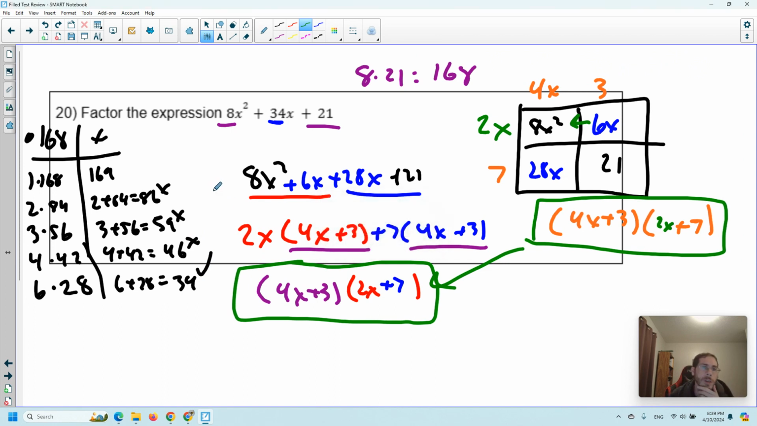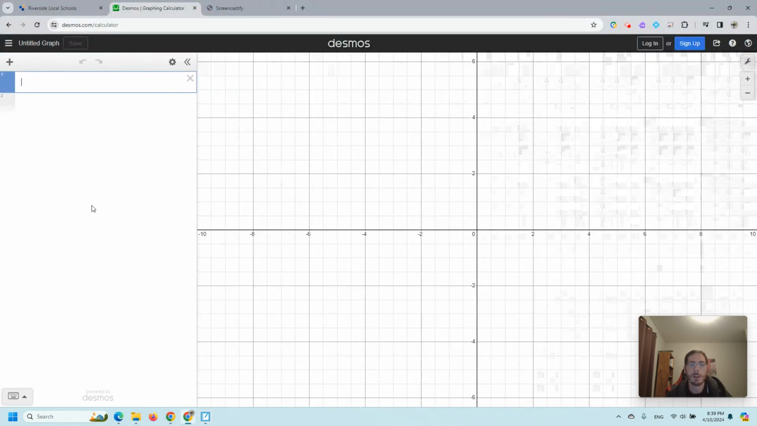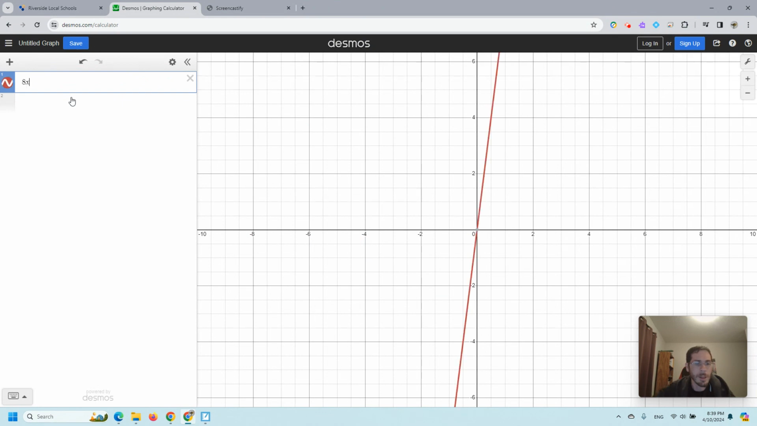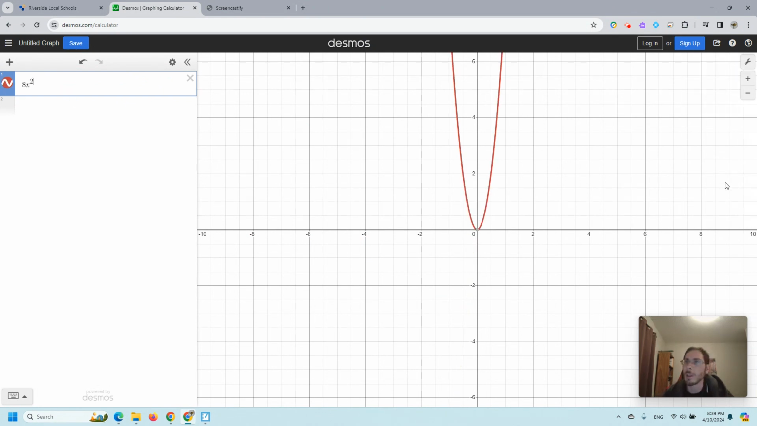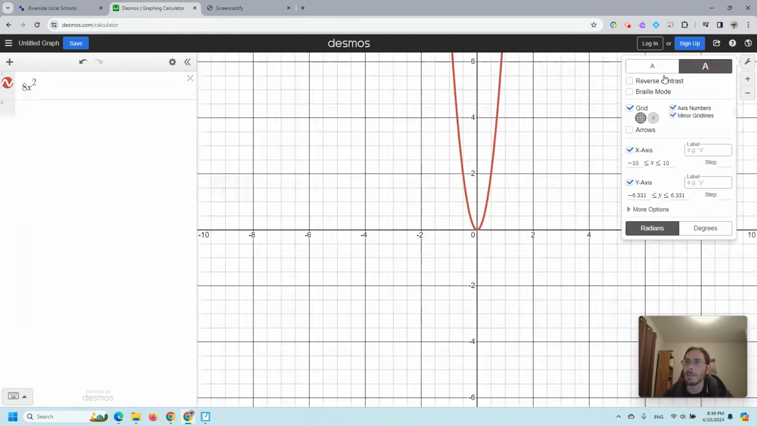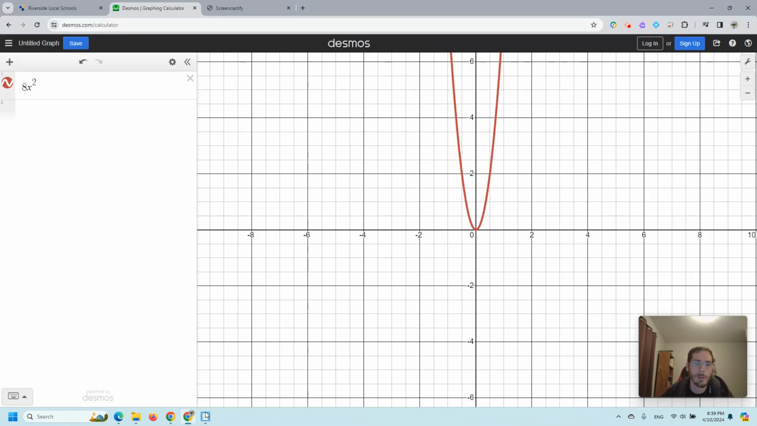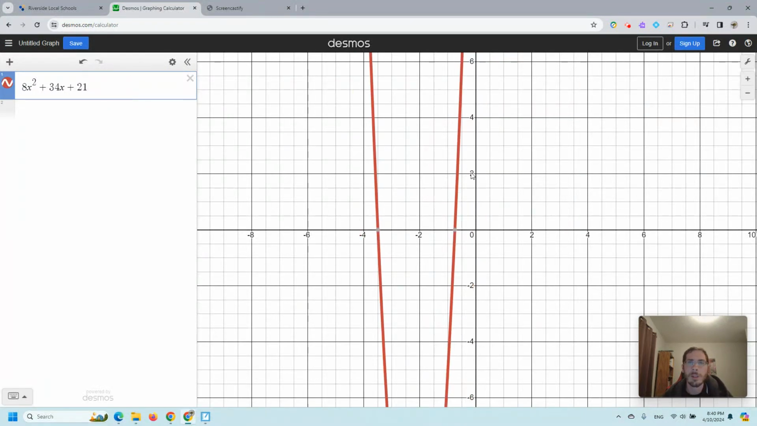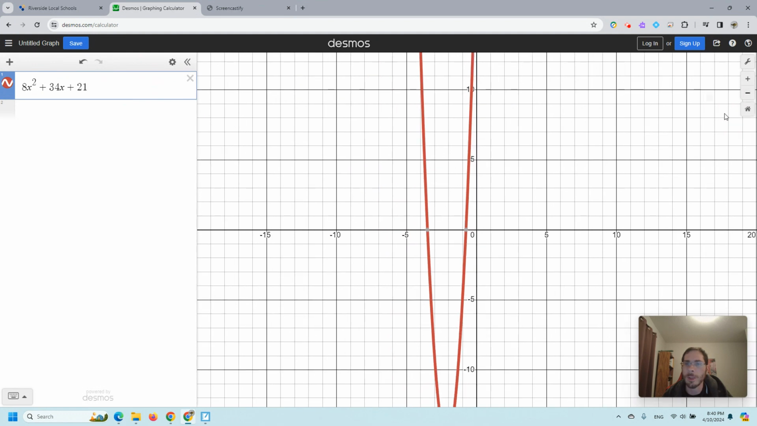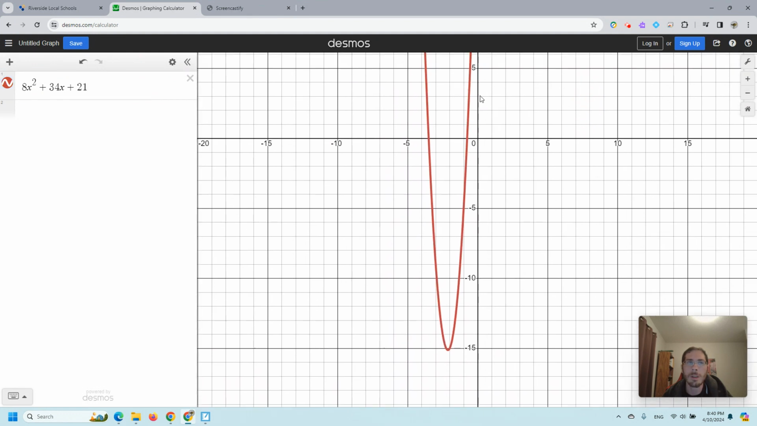So if we had this one right here, 8x squared plus 34x plus 21, if we go to Desmos, let's bring that up. 8x squared, I'm not in nice mode. And I haven't gone to Desmos for a while. I already forgot the equation. Plus 34x plus 21. We can see we get this parabola. Again, we can zoom out to make the parabola look a little bit nicer, but yeah, we get a parabola here.